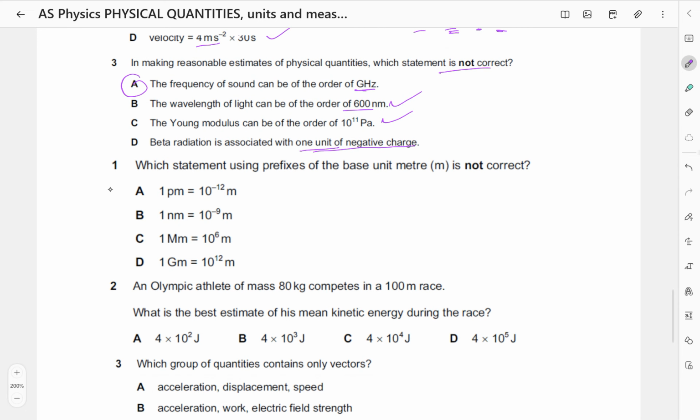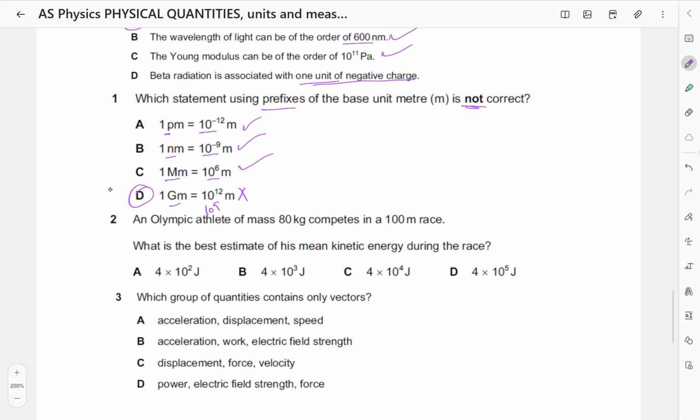Which statement using prefixes of the base unit meter is not correct? Pico is 10 power negative 12, that is correct. Nano is 10 power negative 9, that is correct. Mega is 10 power 6, that is correct. Giga is 10 power 9, so this is not correct. So D is not correct. Giga is 10 power 9. 10 power 12 is tera.